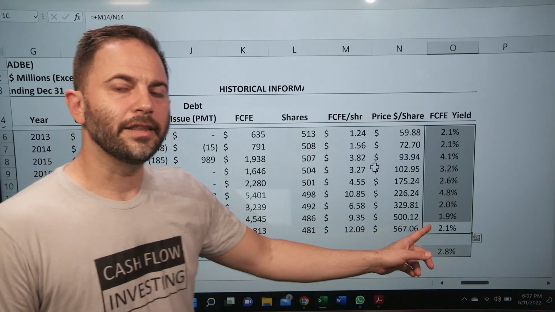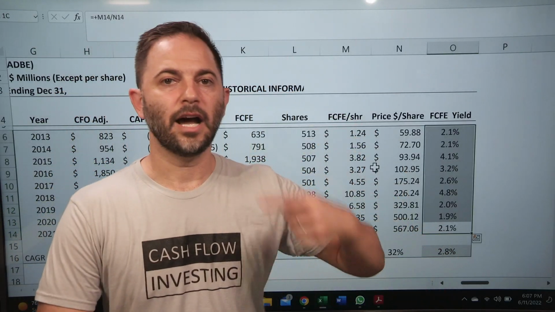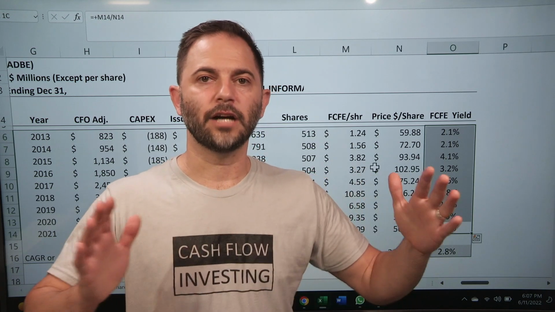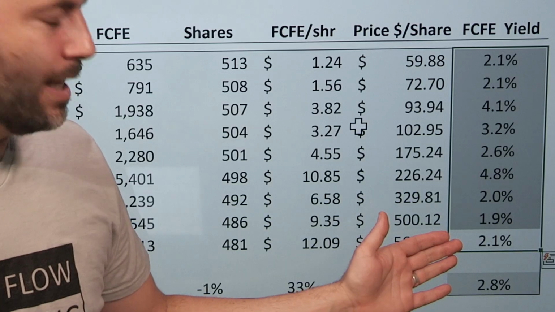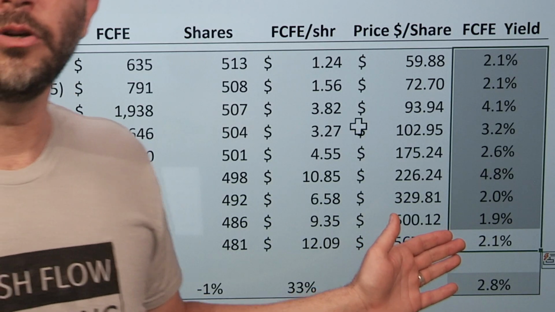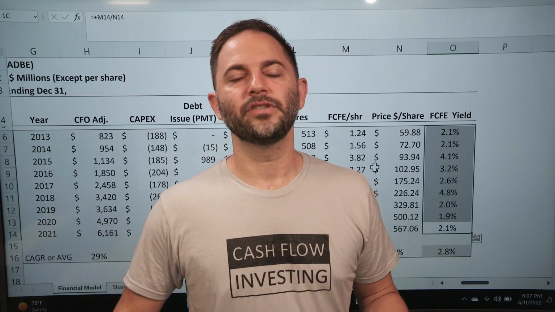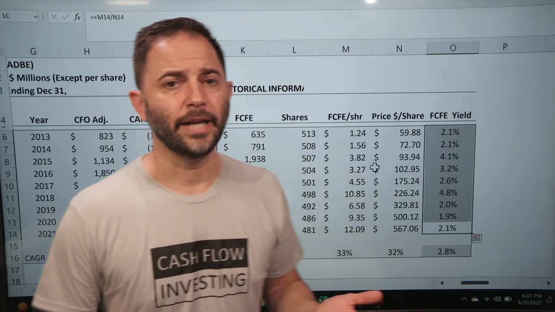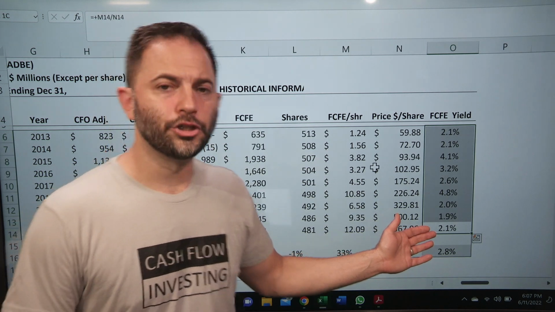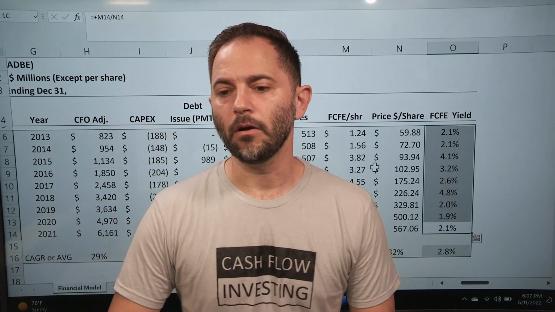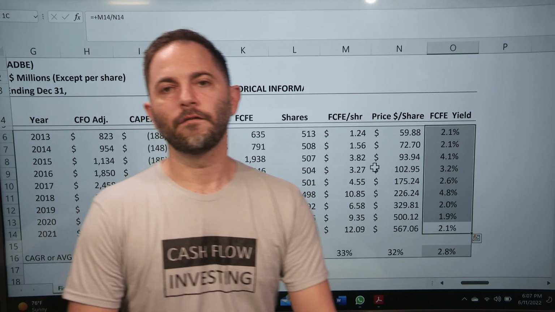But when you look at the Cash Flow Club and you're looking at lots of different stocks over and over, you get an idea to look at this and say, you know what, that's really low. You can buy stocks right now that are yielding 10% free cash flow, 12% free cash flow. So a 2% is very, very low. And it's going to affect our forecast.